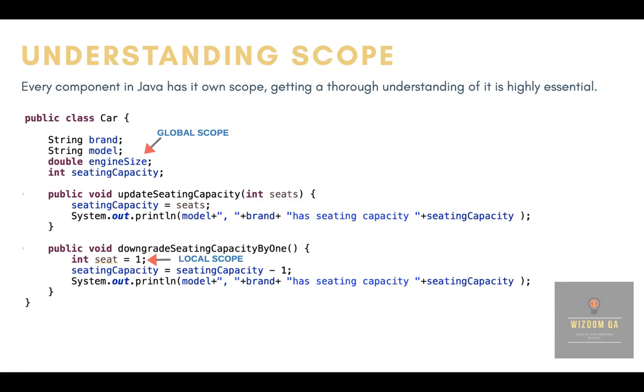All right. So we have some properties here: string brand, model, engine size, capacity. These are the variables. The section that is just below the class car line, where I'm pointing right now, is called global scope. Whatever variables you are keeping here in this global scope, that is on the very top of the class car.